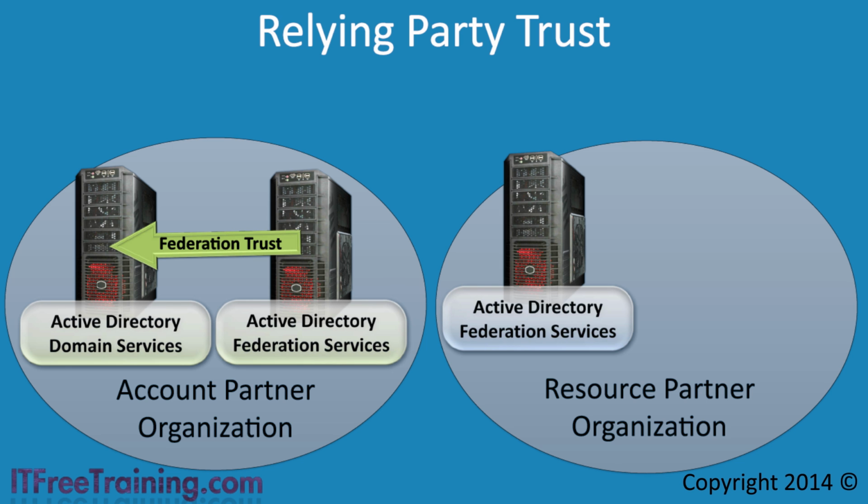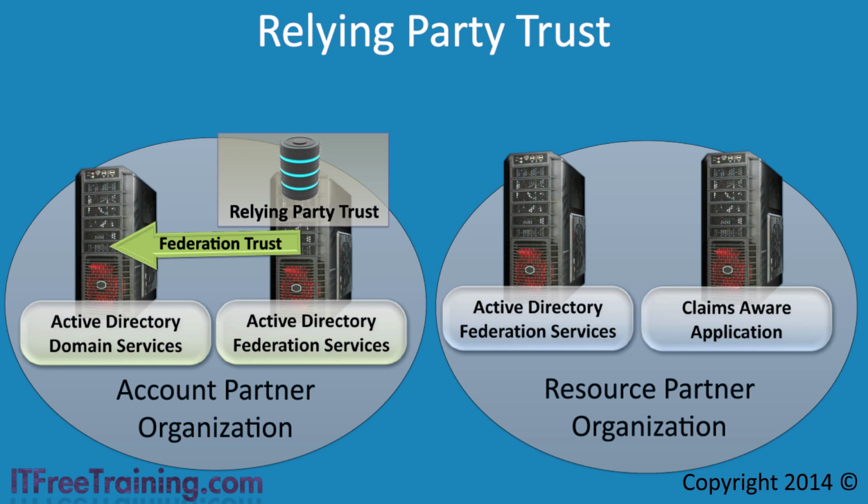The relying party trust in this case is essentially the configuration created on Active Directory Federation Services that describes how it will access other resources. In this example, how it will access Active Directory. The relying party trust is also used in the resource partner organization, for example, to access a claim-aware application. In order for this to occur, the Federation server must trust the server running the claim-aware application.